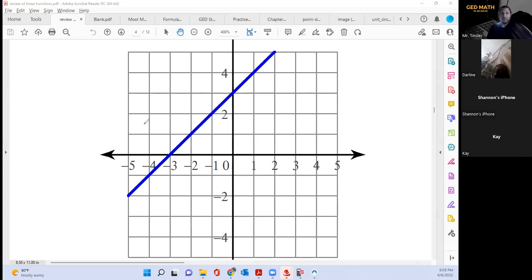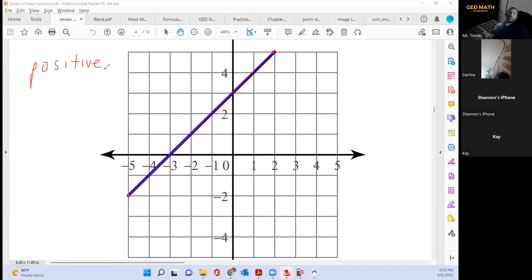The first thing you want to do is identify whether the slope is positive or negative. And how you do that is the direction from left to right. So if I look at this graph from left to right, it's going up. That means I have a positive slope.